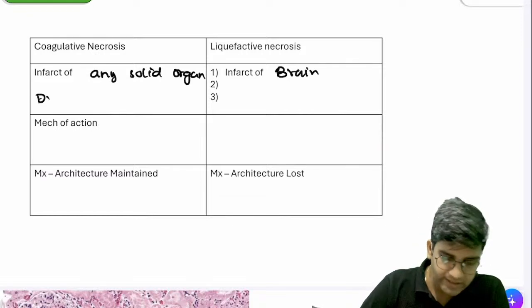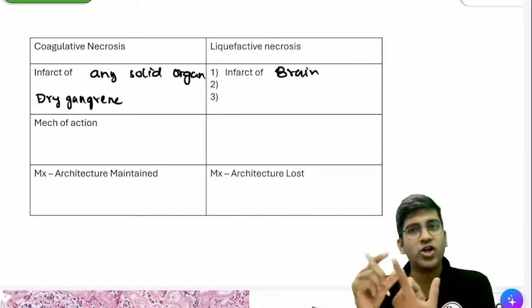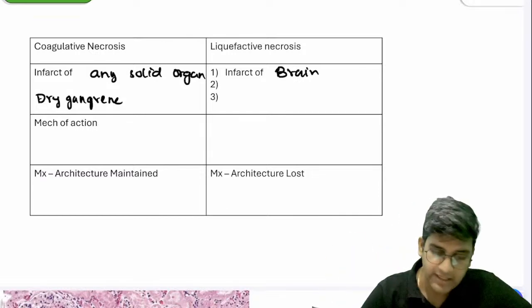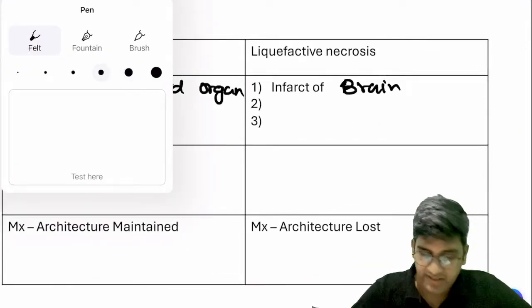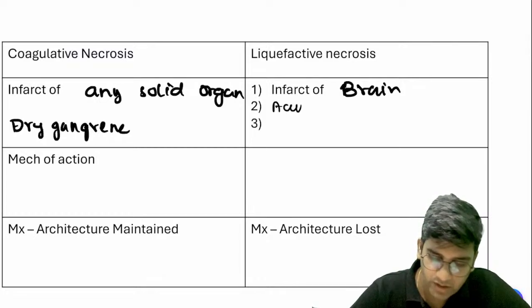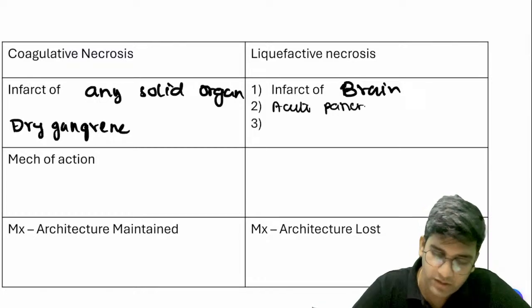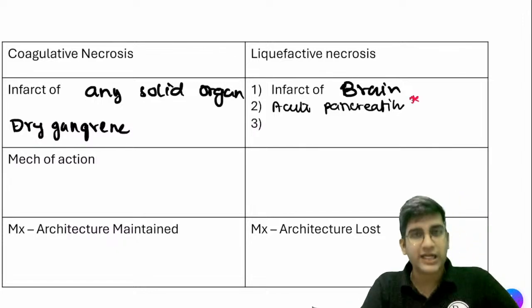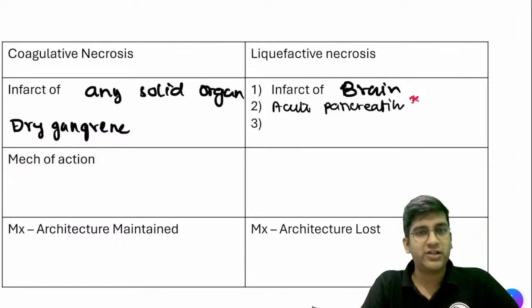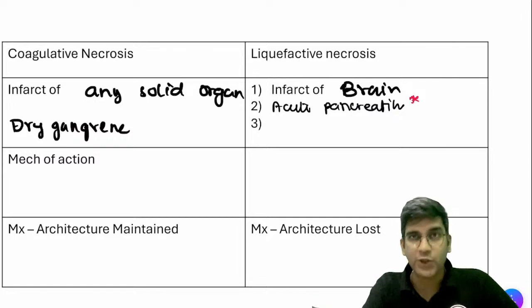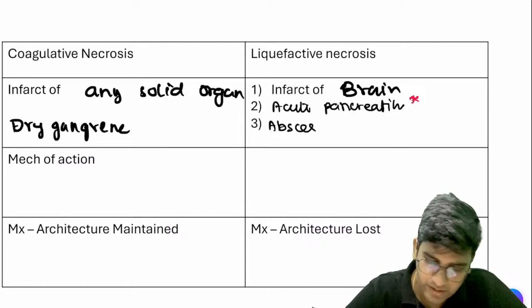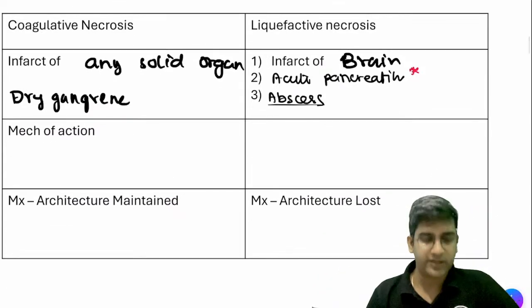Coagulative necrosis is seen in case of dry gangrene. Dry gangrene is a gross finding for cell death. If my finger is dead, black in color, we call it gangrene, right? Liquefactive necrosis, apart from being seen as infarct, can also be seen in acute pancreatitis. Okay, put a star mark here because you will get confused. Acute pancreatitis is always liquefactive necrosis, not fat necrosis. I'll tell you why very soon. Fine, put a star mark. And also an abscess cavity. Whenever there's an abscess cavity, you will end up having liquefactive necrosis.